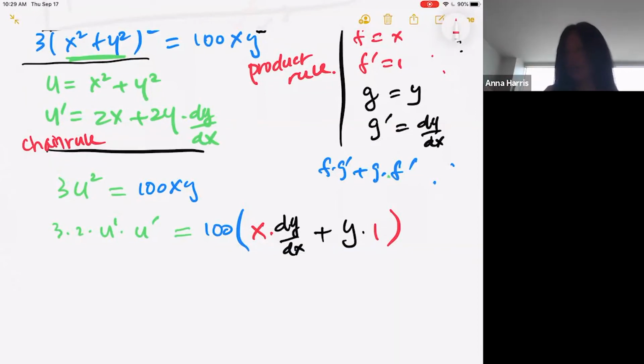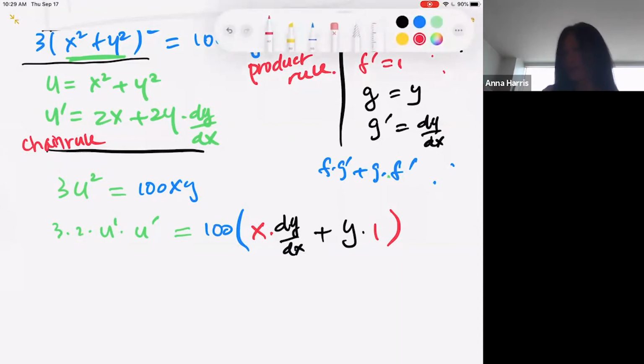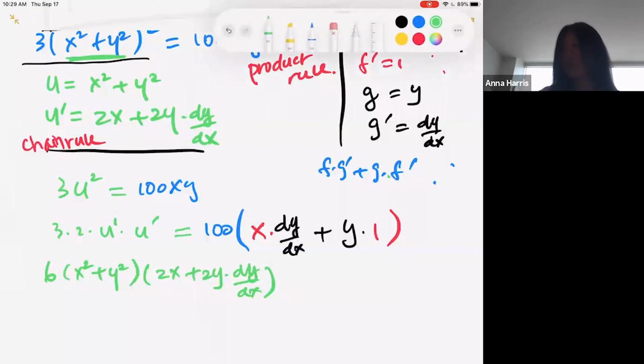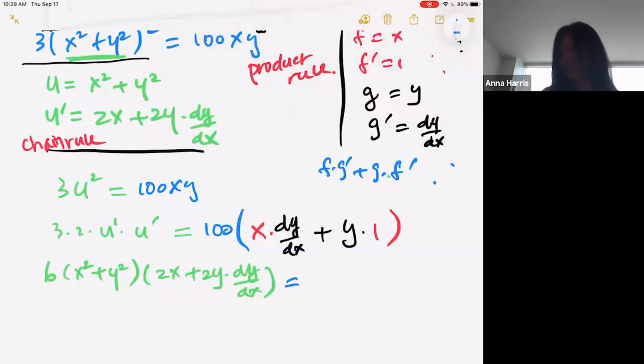Okay, so I'm going to replace u. So it'll be 6. 3 times 2 is 6. And my u is the same as what? X squared plus y squared. What's my u prime? U prime is this, which is 2x plus 2y times dy dx. Okay, this is a very complicated problem. That's equal to that. We have a 100 x dy dx plus y.